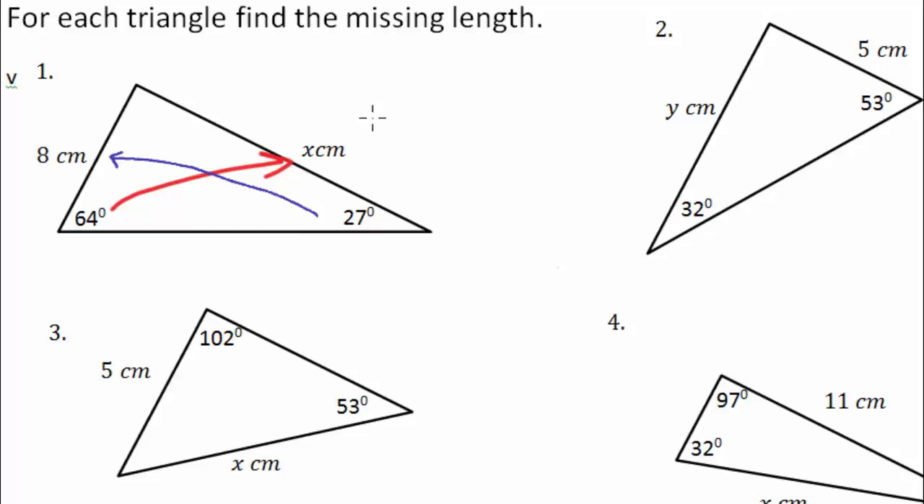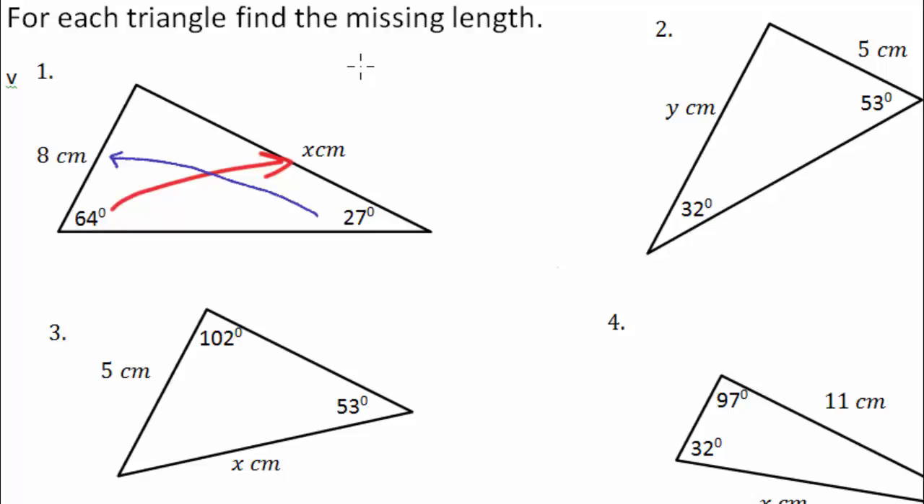Now the sine rule just essentially says any side divided by the sine of the angle will give you the same ratio as any other side divided by the sine of the angle. But there has to be opposites, okay? So that pairs up with that, that pairs up with that.